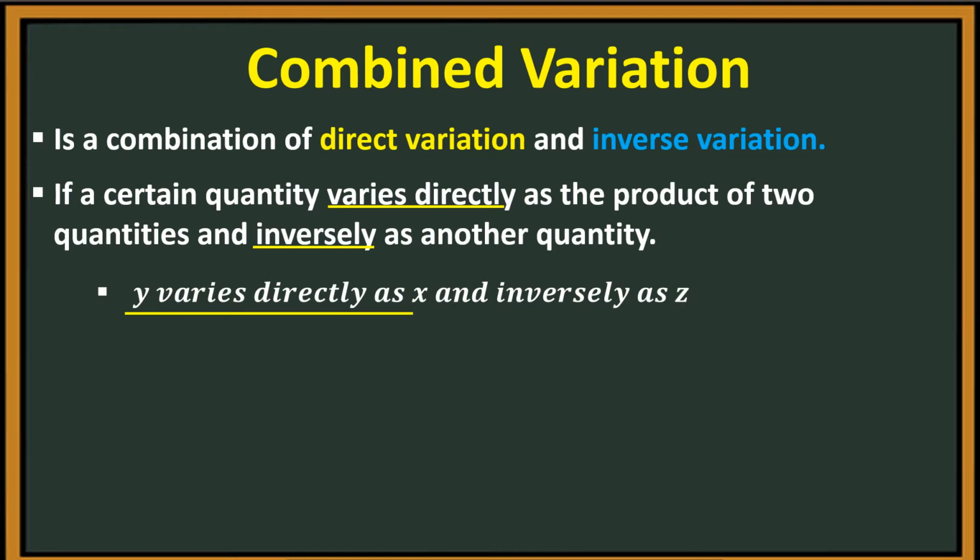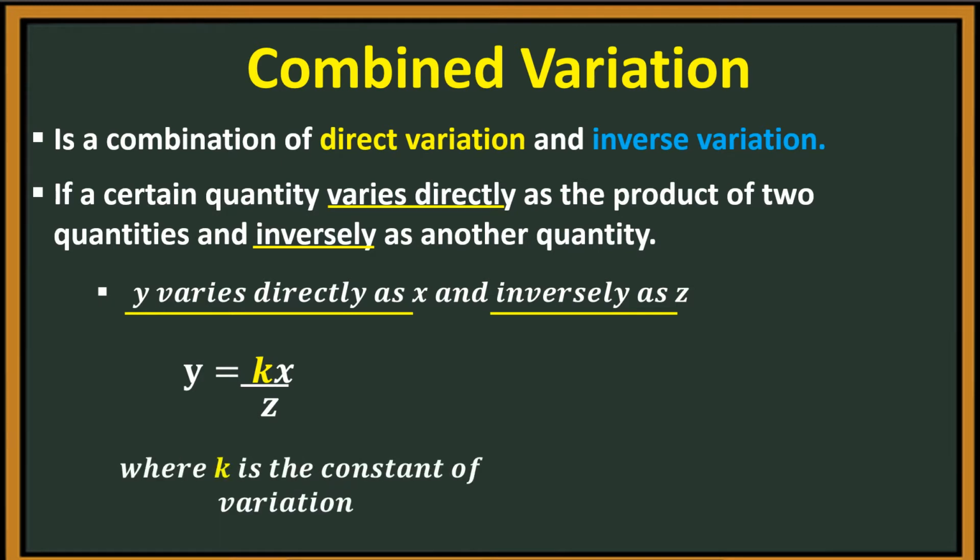Let us translate first: y varies directly as x. In equation, that is y is equal to kx. Since we have here the word inversely, that is over z, where k is the constant of variation, and k is equal to yz over x.